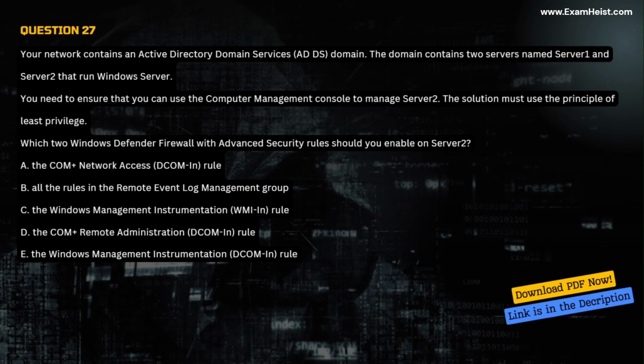Question 27. Your network contains an Active Directory Domain Services (AD DS) domain. The domain contains two servers named Server 1 and Server 2 that run Windows Server. You need to ensure that you can use the Computer Management Console to manage Server 2. The solution must use the principle of least privilege. Which two Windows Defender Firewall with Advanced Security rules should you enable on Server 2?